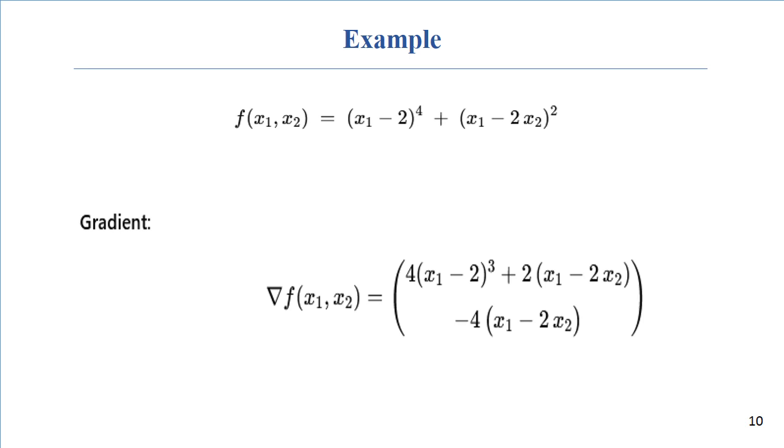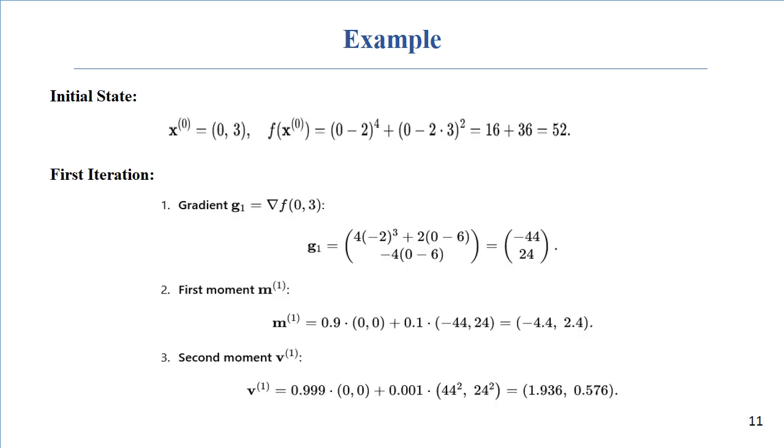To help clarify the algorithm, we present an example in this section. As a first step, we compute the gradient of the objective function. As you can see in the initial step, we first compute the value of the objective function at the starting point. Then, in the first iteration, we compute the gradient of the objective function at the initial point.